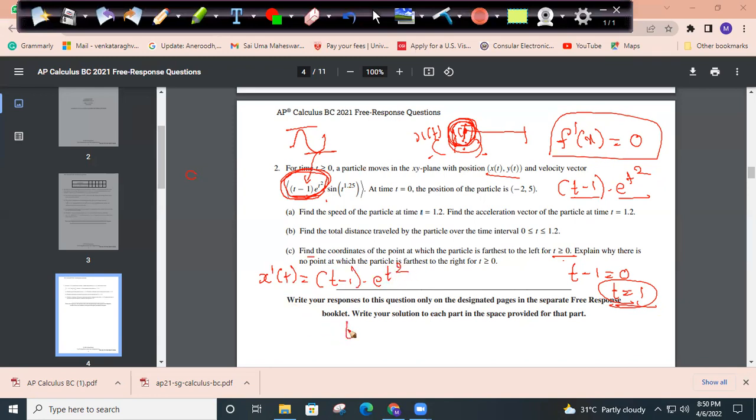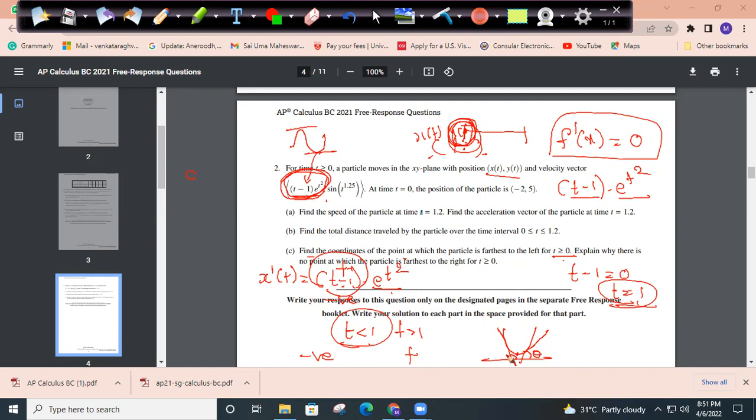Now if t is less than 1, t minus 1 is positive or negative? Negative. This is a positive value. Negative into positive is negative. If t is greater than 1, t minus 1 is positive. So now the derivative is changing from negative to positive. Why? Because slope is greater than 0. This is positive because this is making an acute angle.